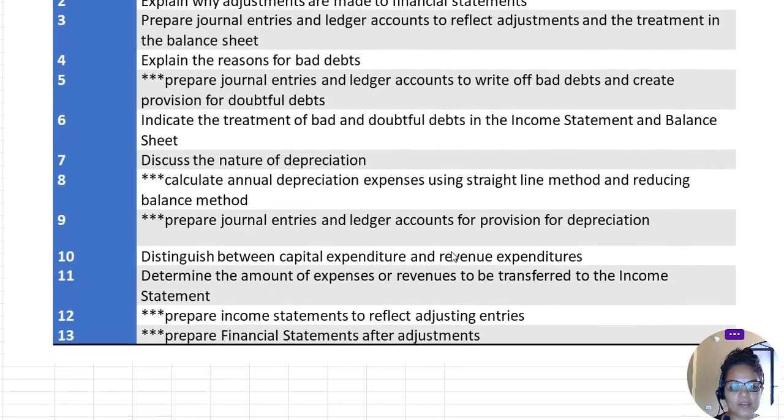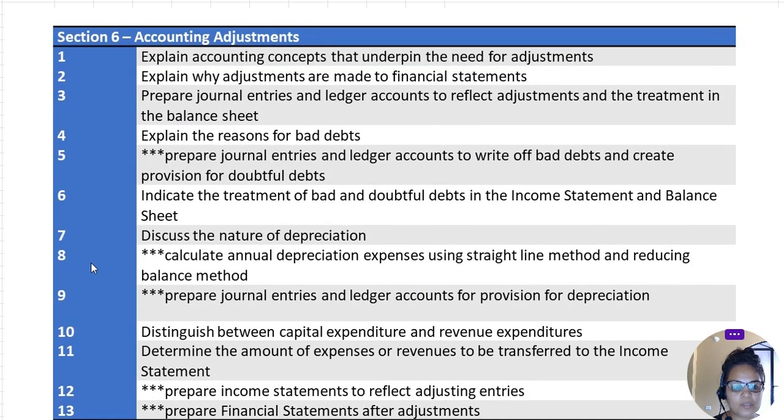Now, this question covers part of objectives 8 and 9 of section 6 of the accounting syllabus, which is accounting adjustments. So, objectives 8 and 9 require that, you see where the asterisk is? Remember, I explained that the asterisk is CSEC advising teachers and students who are studying that it is imperative that you have practical activities within these sections because they do bring practical questions for you.